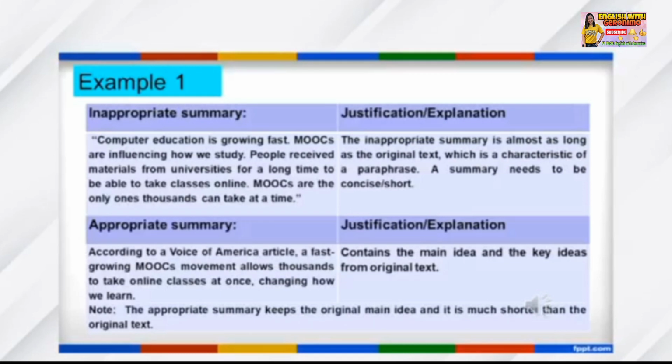And this is the appropriate summary of the given text, by stating the author, the main idea, and important details from the text. According to the Voice of America article, a fast-growing MOOCs movement allows thousands to take online classes at once, changing how we learn. It is appropriate because it contains the main idea and the key ideas from the original text. Let's take note that the appropriate summary keeps the original main idea and is much shorter than the original text.